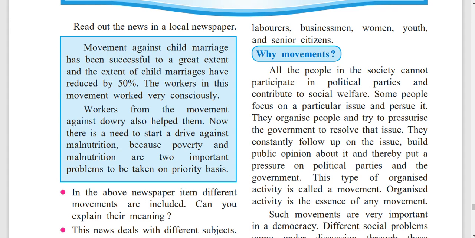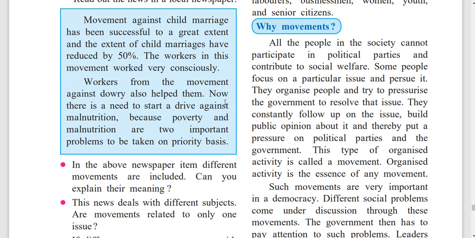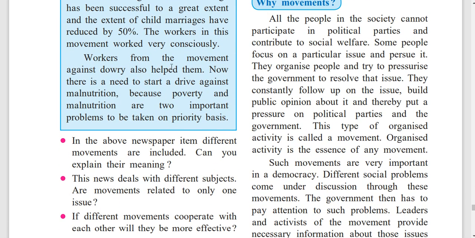Movement against child marriage has been successful to a great extent, and the extent of child marriages has reduced by 50%. The workers in this movement worked very consciously. Workers from the movement against dowry also helped them. Now there is a need to start a drive against malnutrition because poverty and malnutrition are two important problems to be taken on priority basis.